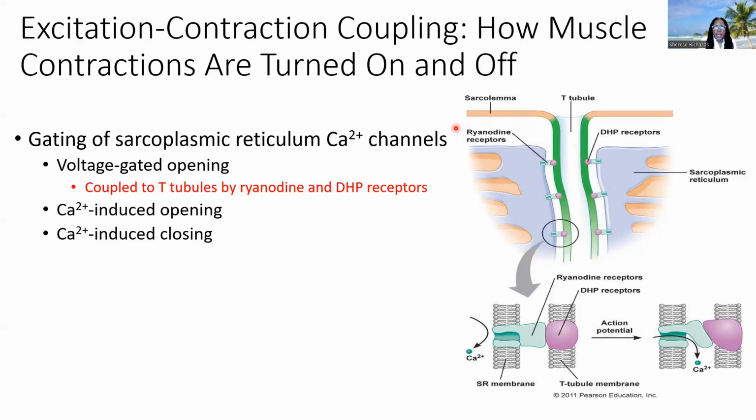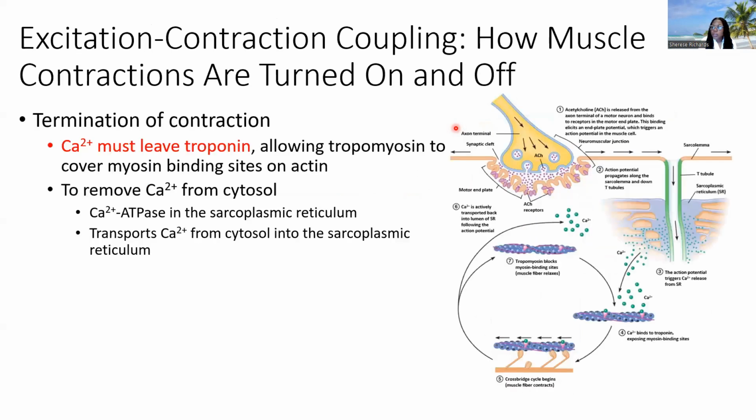Now, when we need to end the contraction, we must have the calcium ATPase pumps, which are on the membrane of the sarcoplasmic reticulum, pumping that calcium back into the SR so that we can stop or cease that muscle contraction by way of troponin dragging those tropomyosin filaments to cover up the binding sites.